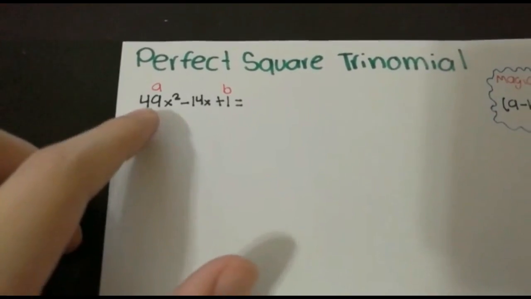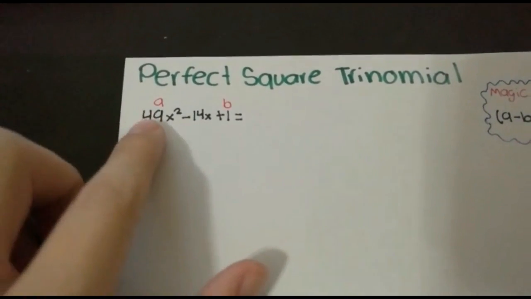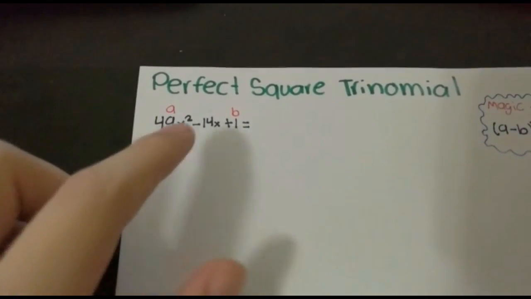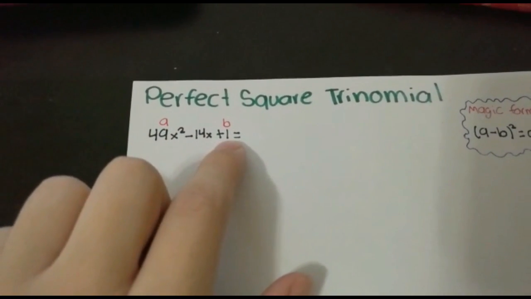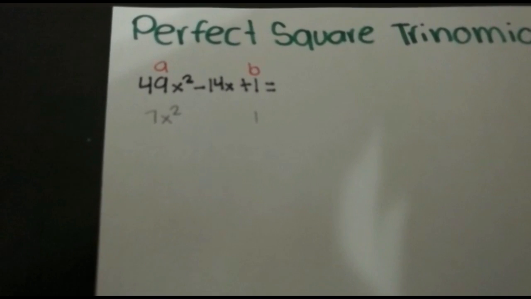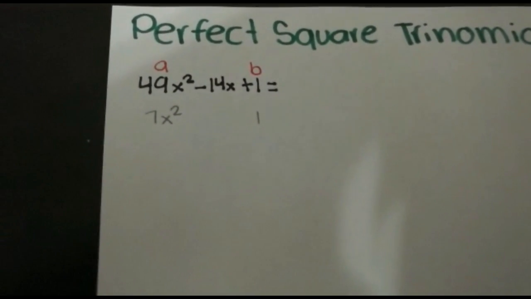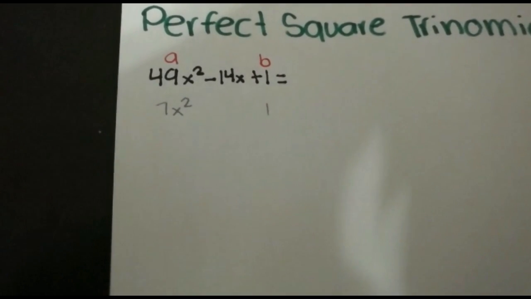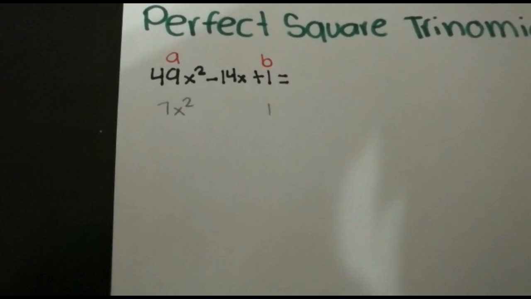We just find if the A term 49x squared has a square root and if 1 has a square root. This is the square root of 49x squared and of 1. 7x times 7x is 49x squared.